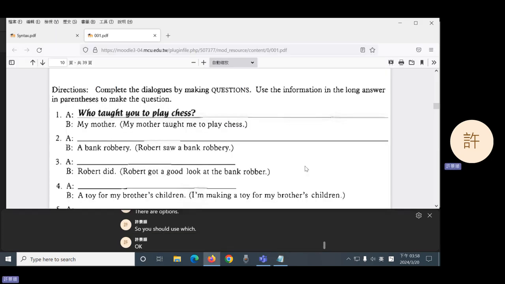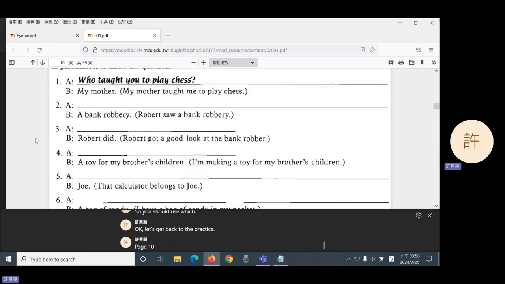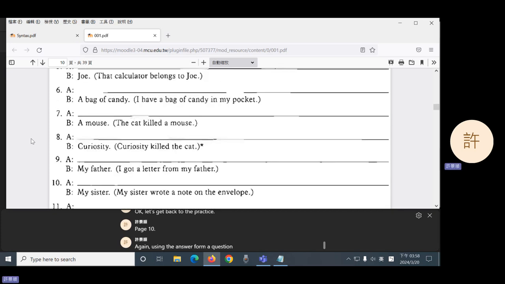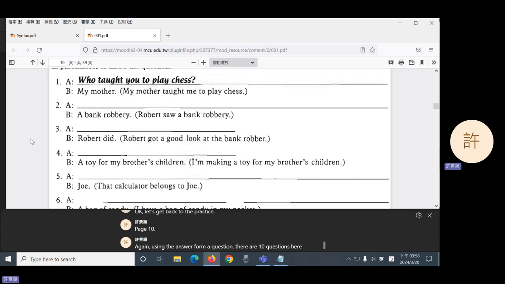Okay, let's get back to the practice. Page 10. Again, using the answer, form a question. There are 10 questions here. I'll give you another 4 minutes.